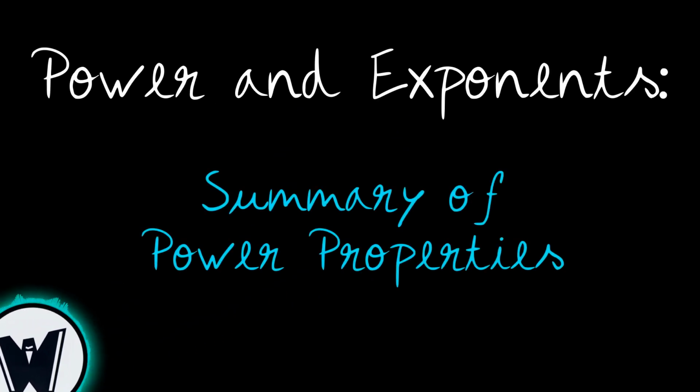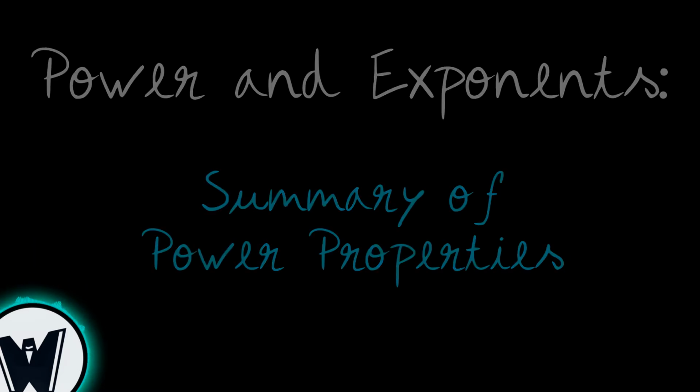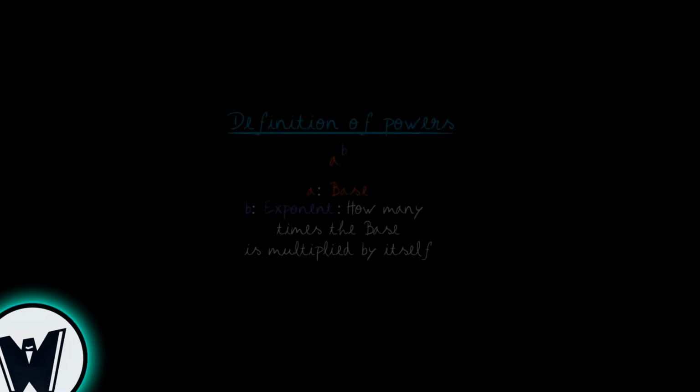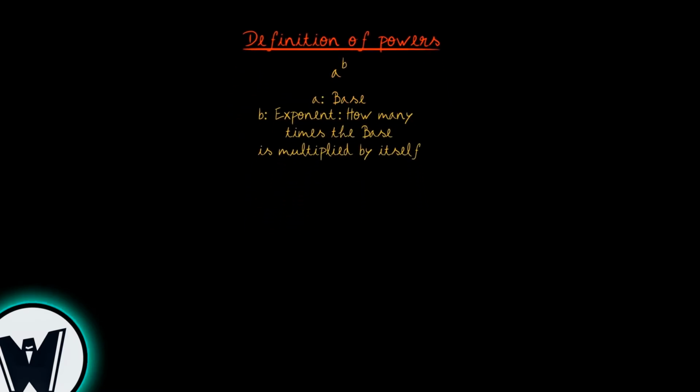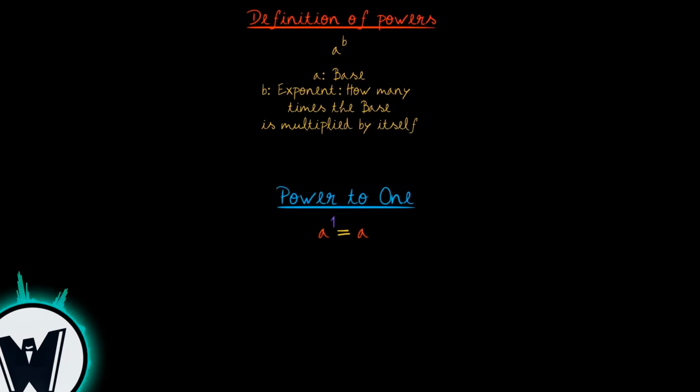Summary of power properties. Let's briefly review the power properties studied in the previous videos. Definition of a power. A power is composed of a base and an exponent. The exponent tells us how many times the base is multiplied by itself. The power of any number to 1 is that number.